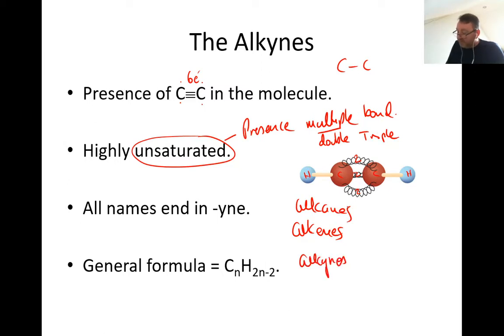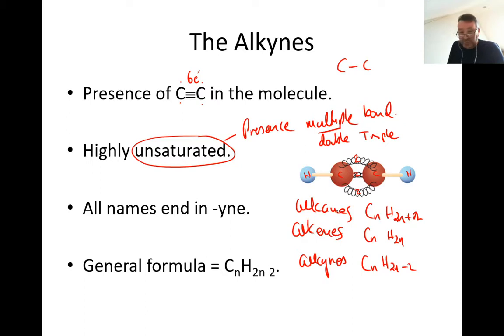If you remember, the alkanes had a formula CnH2n plus 2. See that? This one here had CnH2n, and now the alkynes are CnH2n minus 2. So if you think about it, CnH2n, they all have that. That there is in all of them.